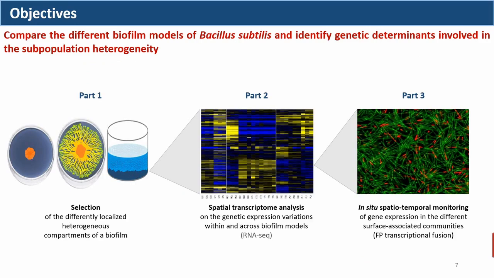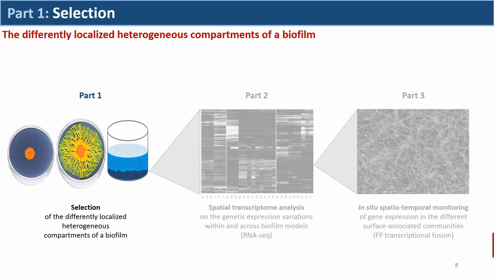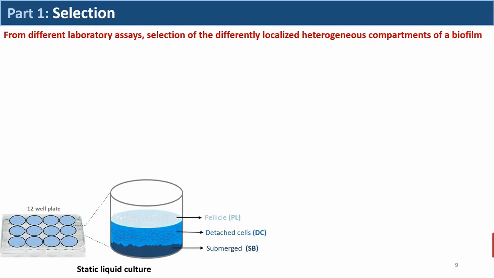And this has been done in three parts. The first part was to select the different localized heterogeneous compartments, and then a spatial transcriptome analysis was done for these compartments, and then an in situ spatiotemporal monitoring was also done. So I will start with the selection. For this selection, we have chosen to study a 24-hour static liquid culture, where we have separated the pellicle from the detached cells from the submerged one.